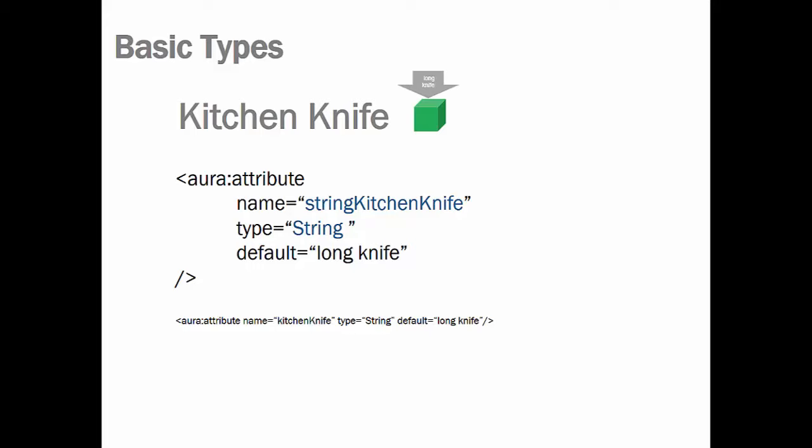So looking at my kitchen placeholder, instead of knives, I've got a kitchen knife, singular, one box. And in this case, I'm putting just long knife in that box. So to do that, my aura attribute name, I'm just going to call it string kitchen knife, for lack of a better word. And the type is string. Notice that there's no square brackets around it. This is one and only one string. And the default value is long knife. That's it. It's very simple. And I'm holding one value, and that's it.